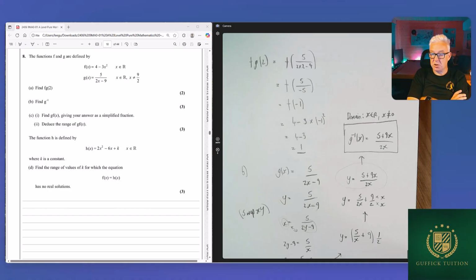Now notice that very often there's a mark for defining the domain, even though they don't explicitly state that in the question. So you do have to watch out for that.